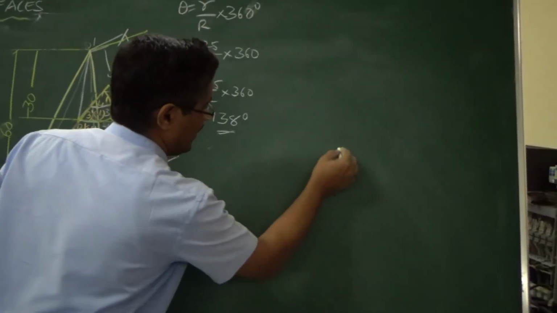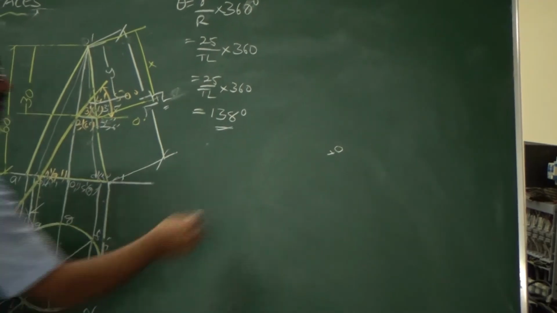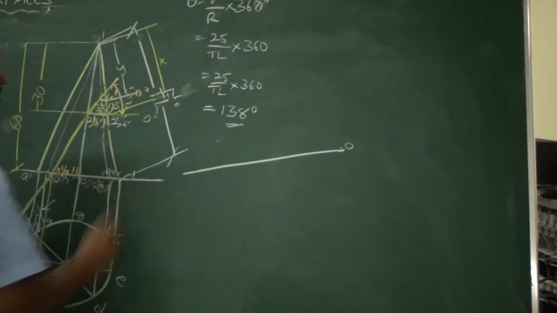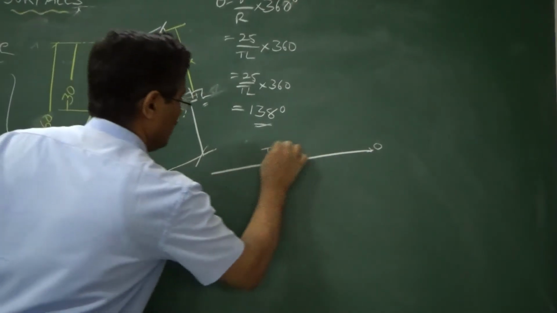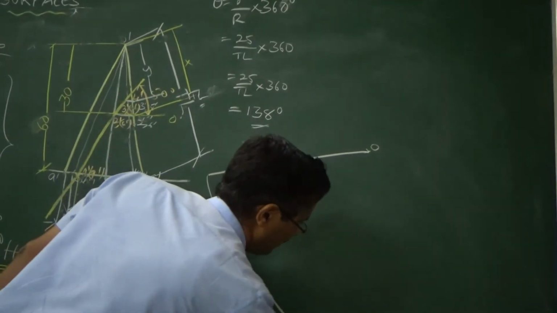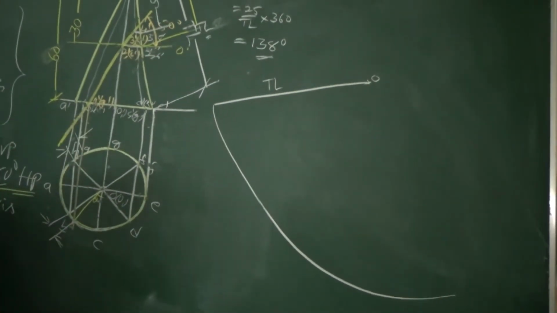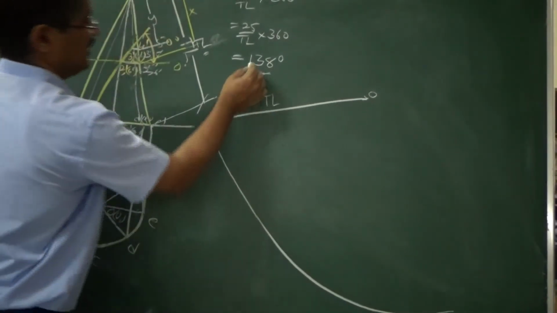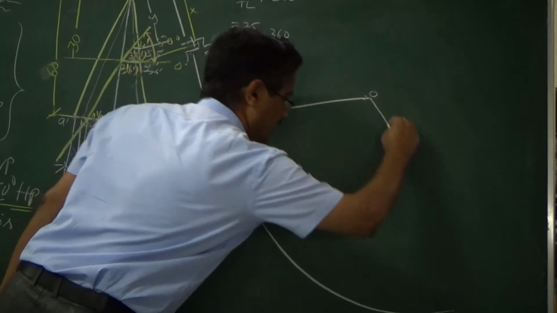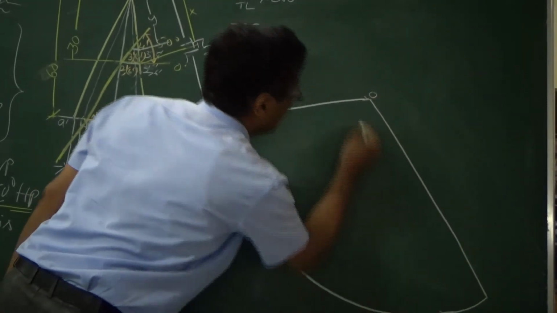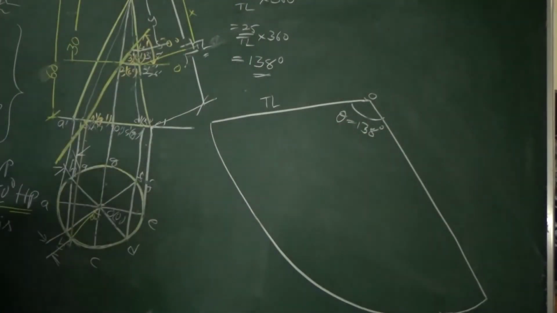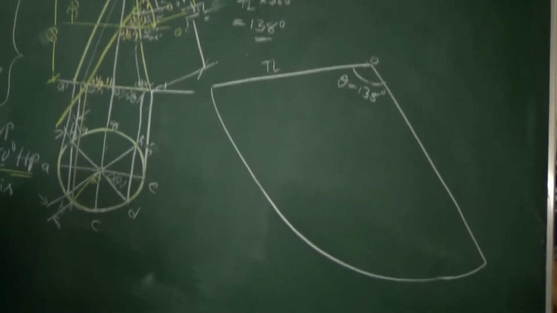So mark a point at a convenient place and call that as O, and draw a horizontal line or any reference line equal to the TL. So TL equal to whatever the distance is there, for that you draw and draw an arc also. When you draw an arc like this, we need to have a theta. Theta we have calculated 138. So from here you measure 138. You have to ensure that the arc that you get is equal to 138.